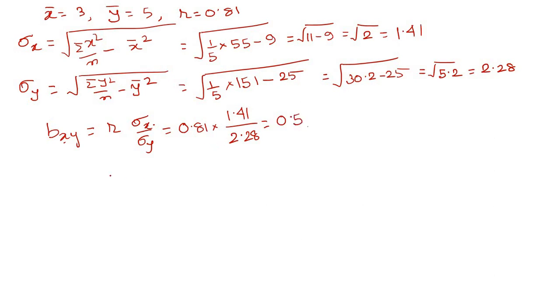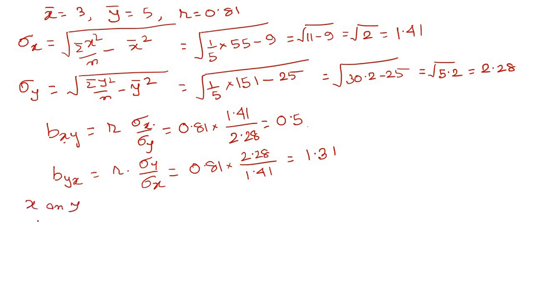Similarly, we have byx. Byx is equal to r into sigma y by sigma x. So that is equal to 0.81 into sigma y. So sigma y is 2.28. Just take the reverse, 1.41. So this is 1.31.